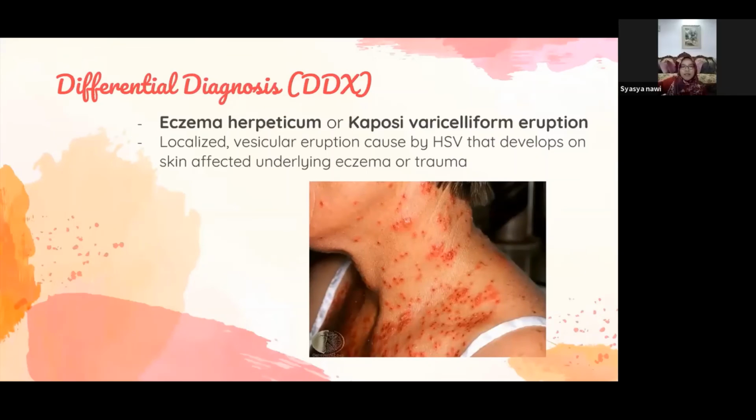For other differential diagnoses, we have eczema herpeticum or Kaposi varicelliform eruption. It is a localized vesicular eruption caused by herpes simplex virus that develops on skin affected by underlying eczema or trauma. Other differential diagnoses include acute nerve injury, group A streptococcus infections, etc.